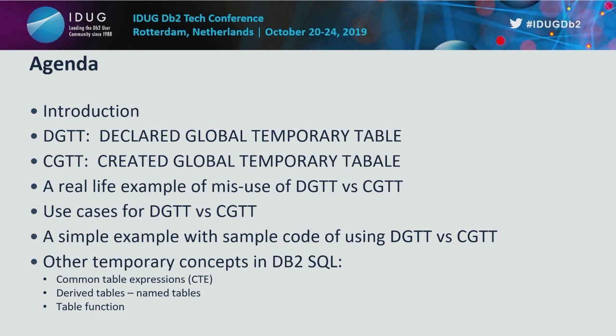And then I'll provide a simple example of some SQL PL using DGT and CGT and show you how it worked there. And then at the end, I'll go over some other temporary concepts in DB2 because I feel they're kind of related.